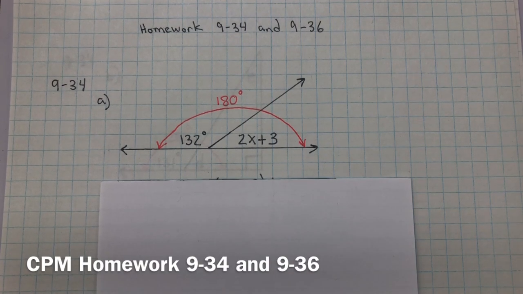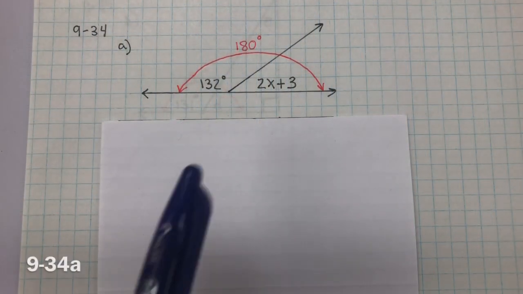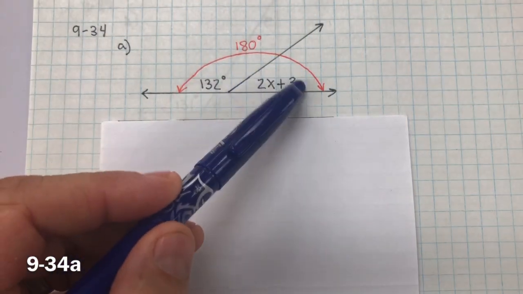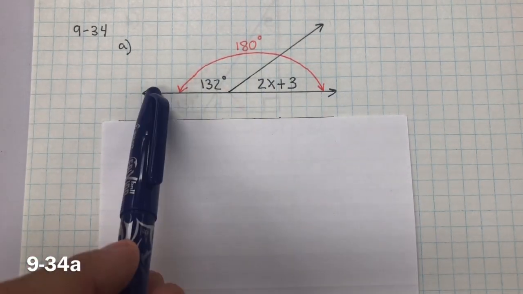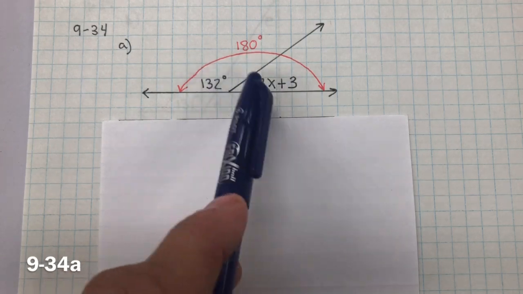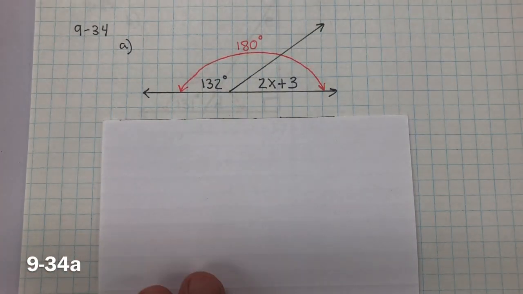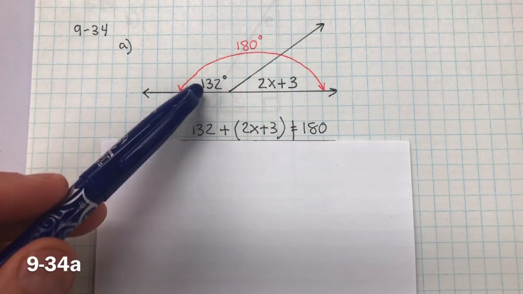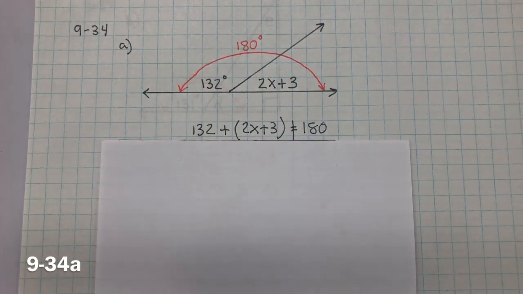This is the homework for 934 and 936. In problem 934a, we need to find the measure of this angle. Remember that a straight angle or two supplementary angles have a sum of 180 degrees. So if we add the measure of this angle and the measure of this angle, it'll equal 180 degrees.